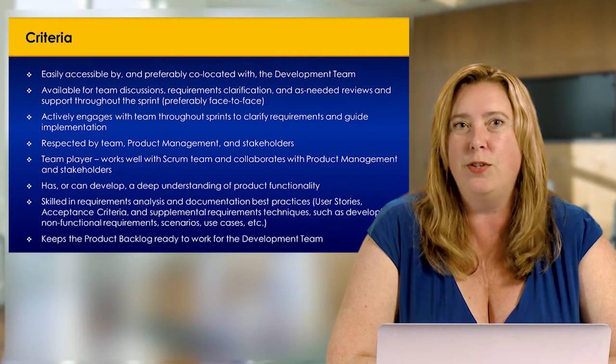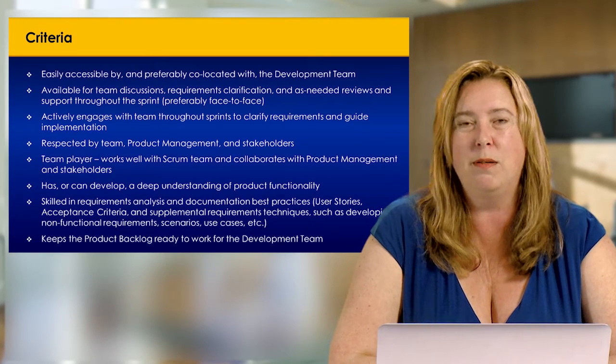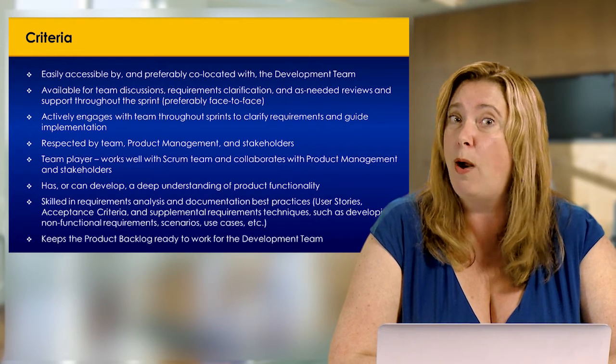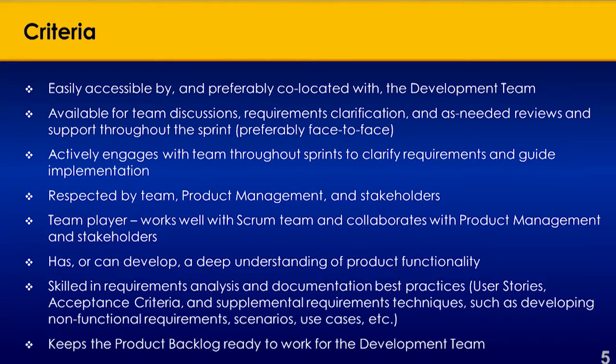So a product owner should be able to look at things like, it's day 3 of a 2-week sprint and the team's completed a couple user stories. Is that what the product owner expected? And give the team feedback right then. A major role for a product owner is to keep the product backlog ready and available.